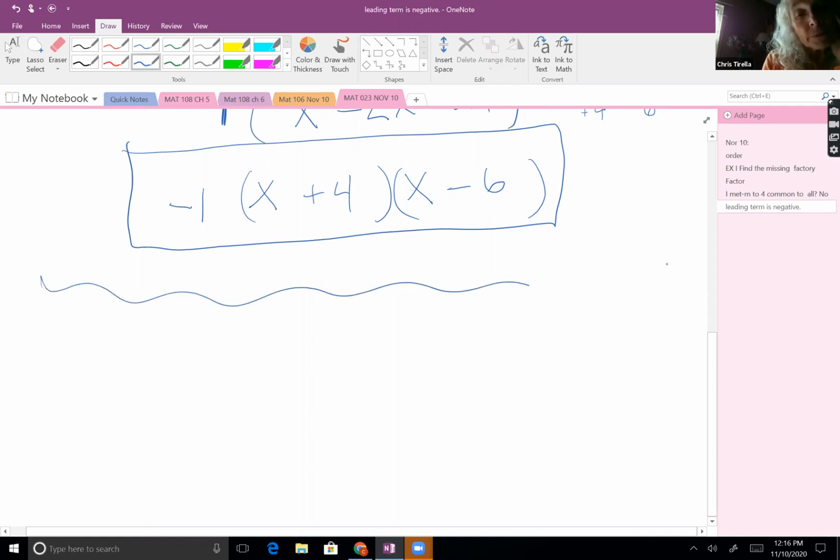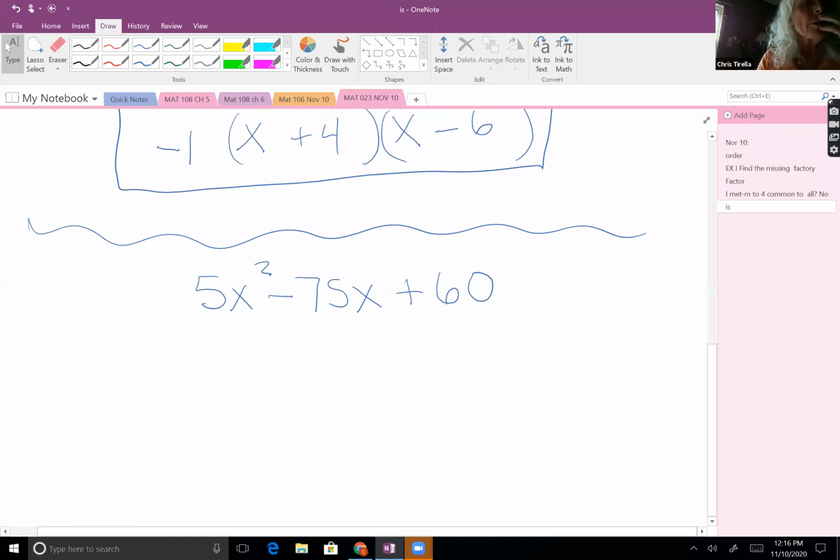Now, let's look at another one. Let's look at 5x squared minus 75x plus 60. Before I try to factor that trinomial, my head is hurting thinking about the AC method because 5 times 60 is rather huge. But then I'm looking at the 5, and the 60, and the 75, and I'm asking myself, hey, wait a minute, 5, 75, and 60. Is there a common factor? Is there any number that goes into all three of them?